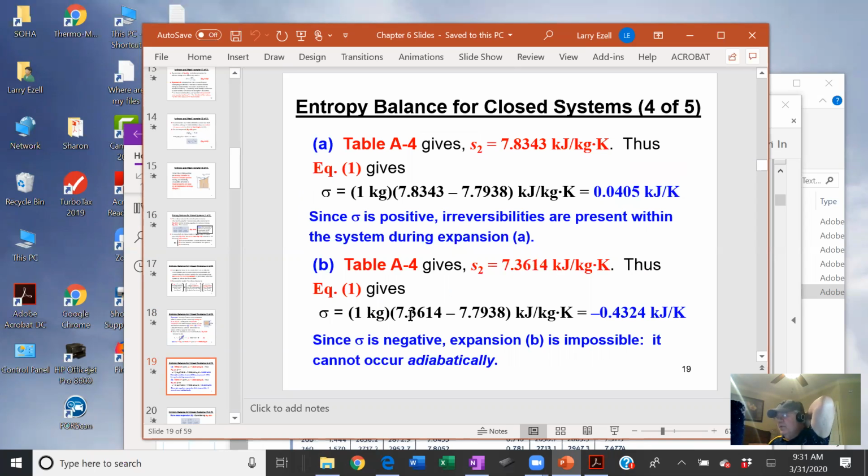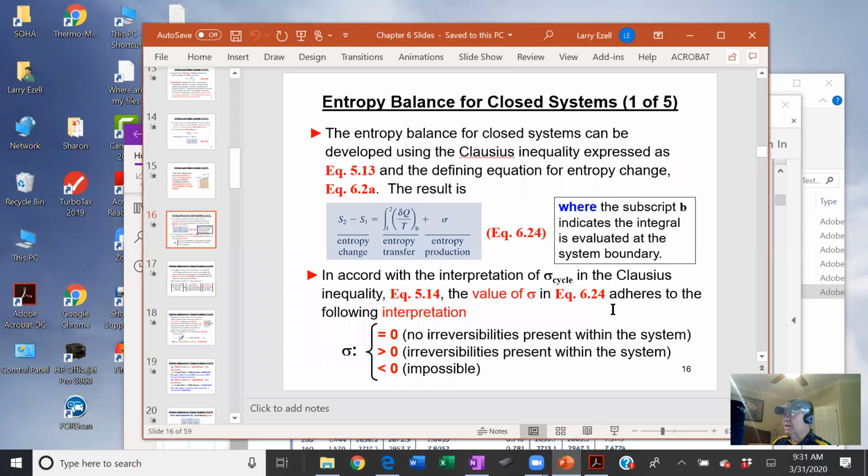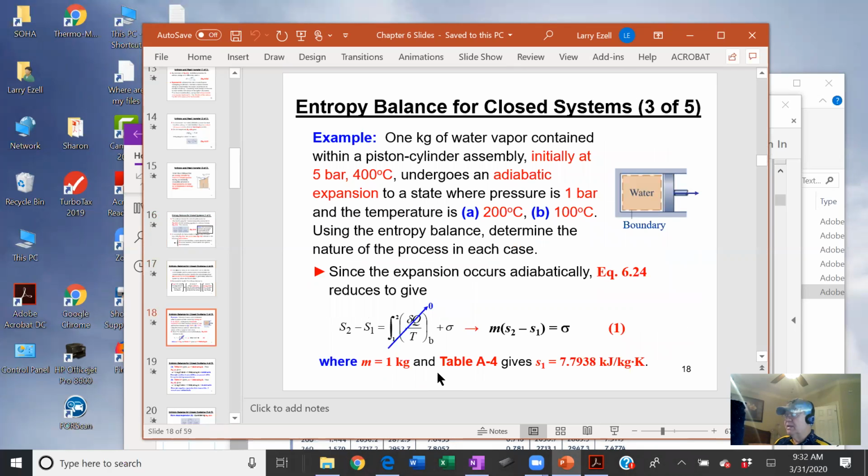7.3614. Now, if we calculate sigma, we get a negative value. If we look back at our little rule table, back a couple of slides, a negative value of sigma, less than 0, is impossible. So what that says is that process B cannot take place. It is impossible to reduce entropy in an adiabatic expansion.